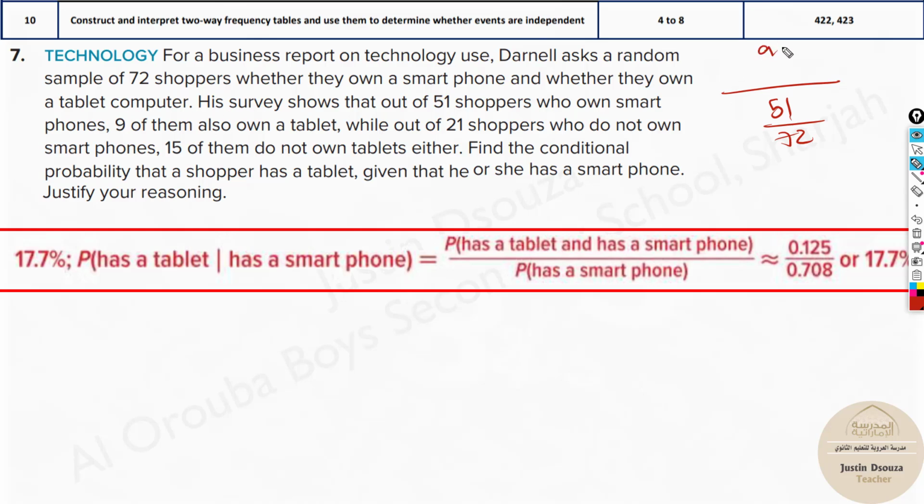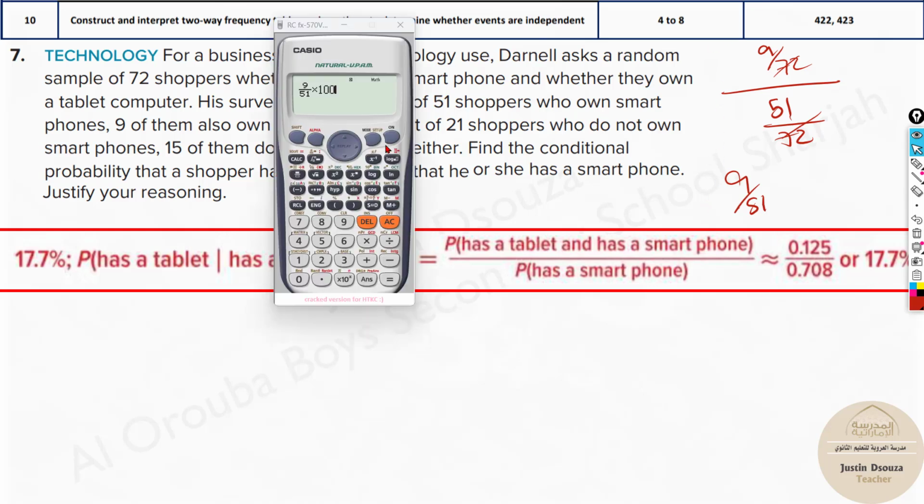So 9 out of 72. Basically cancel this out. 9 by 51 is the answer. If you do 9 by 51, you must get 17.7%. Let me just do it. Because we are taking the values in percent, I have multiplied by 100. Here it is, 17.64, and they have rounded it to 17.7.